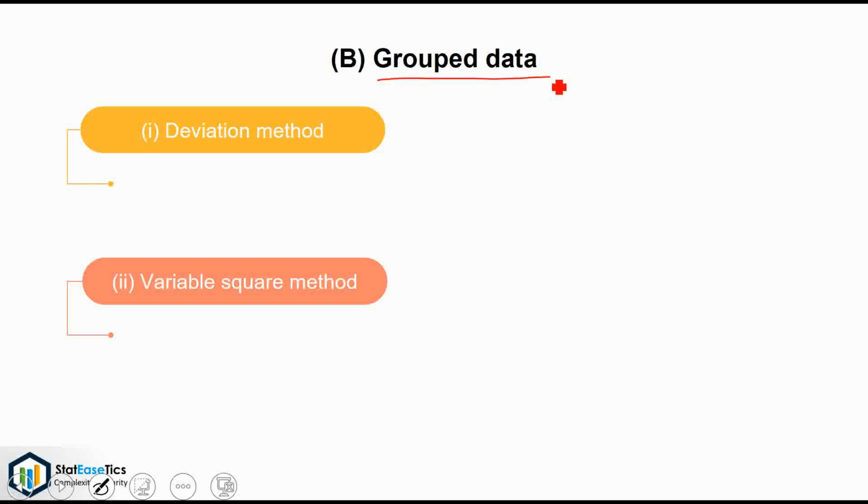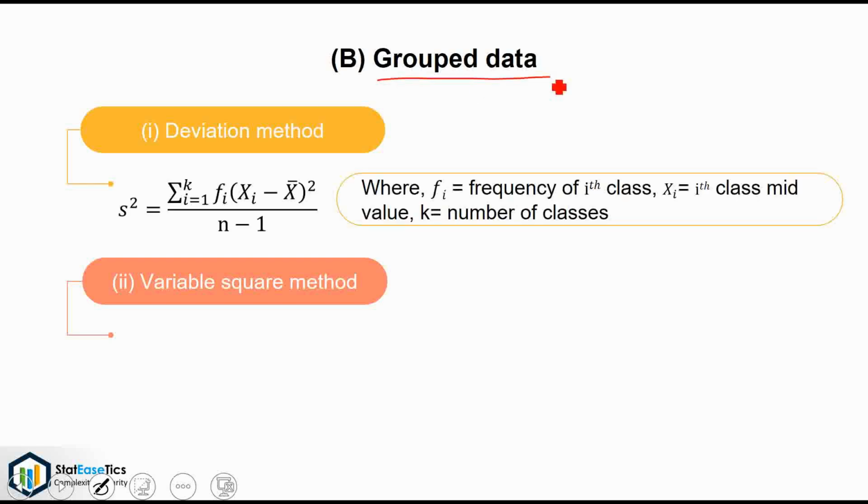Let's see for grouped data. According to the deviation method, the formula is again the same as standard deviation. We have to square the formula of standard deviation. Thus, the root sign will be removed. Or, as we know that in case of grouped data, we just need to add the frequency term here in the formula of raw data.